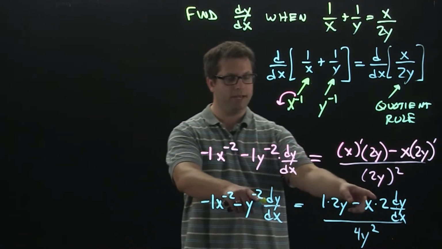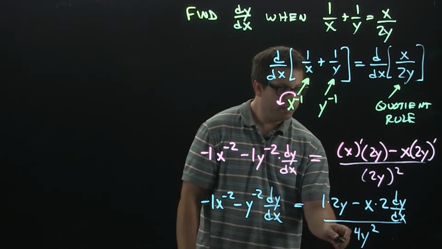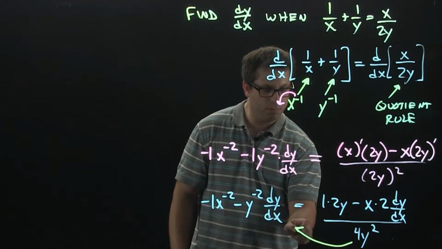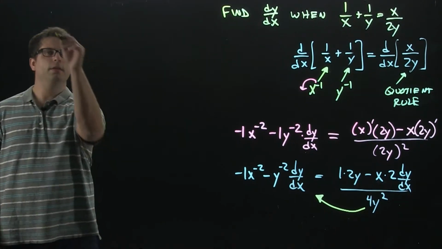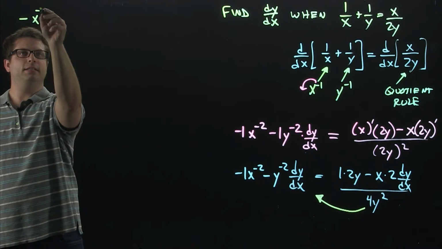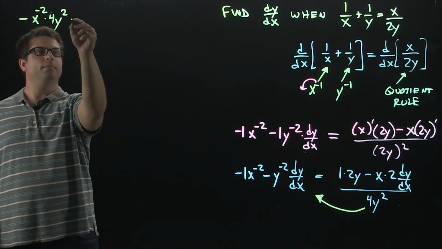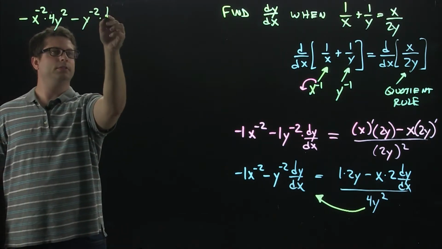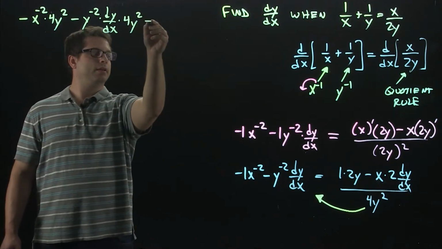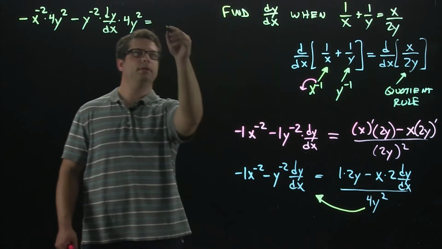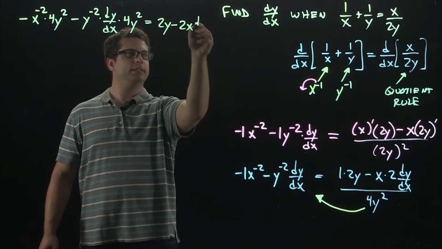At this point, I want to be able to solve for dy dx. Now, I have this 4y squared down here, which would be a little easier if I can just multiply the 4y squared over to these two terms. So I'll have negative x to the negative 2 times 4y squared minus y to the negative 2 dy dx times 4y squared. That is going to equal the numerator, which I have as 2y minus 2x dy dx.